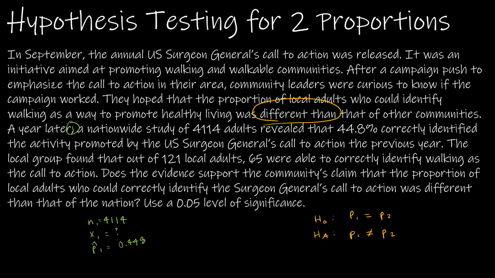The local group found that 121 local adults, so N2 is 121, 65 were able to identify walking, so X2 is given to us, but obviously P hat 2 is not. Now, we already know how to find P hat 2 because we just did it on our last question, but again, we're going to look at this because you will get questions sometimes where you are not given X. Everything else, the only thing that we haven't talked about is the level of significance, so alpha is equal to 0.05.